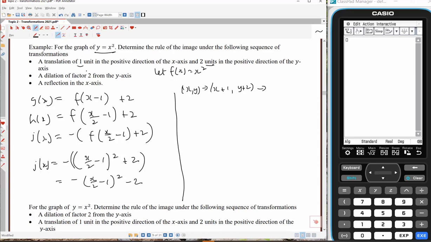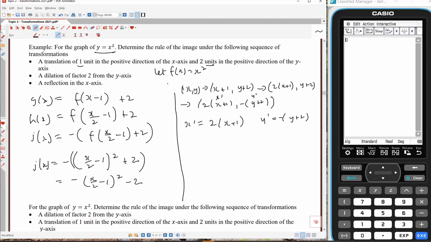Cool. Dilation factor 2 from y changes the x values to 2 times x plus 1, comma, y plus 2. And the last one, reflection in the x-axis, negates y, so 2 times x plus 1, comma, negate y plus 2. Okay, that's x dash and that's y dash. x dash equals 2 times x plus 1. y dash equals negative y plus 2.